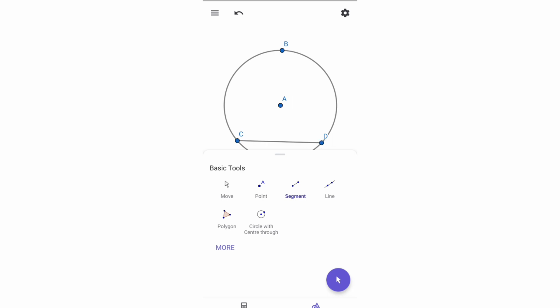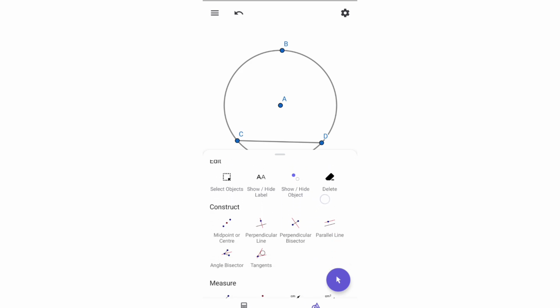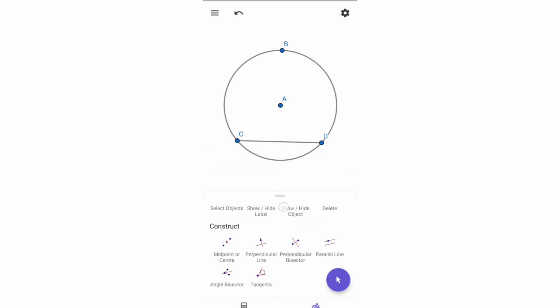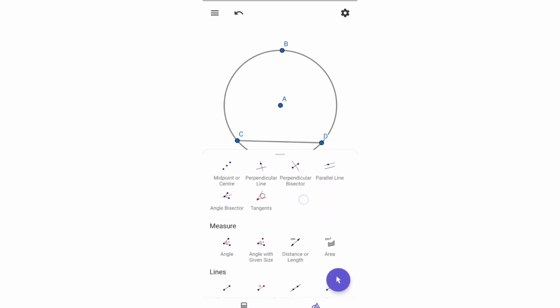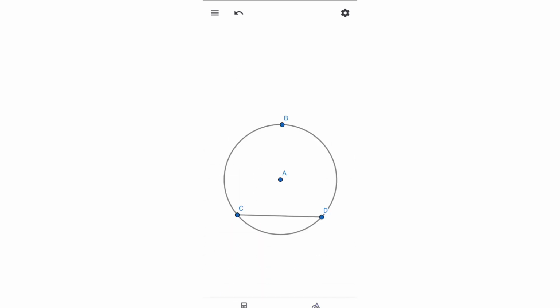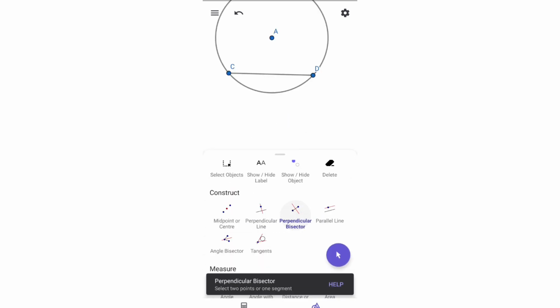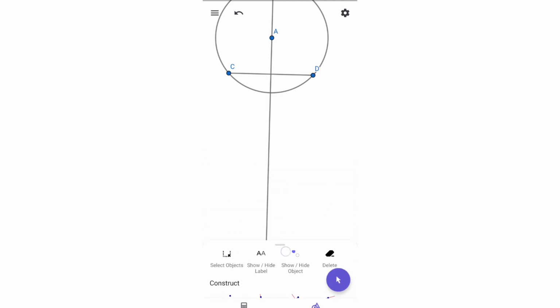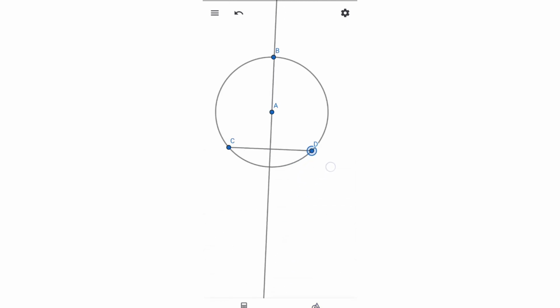Next we are going to draw the perpendicular bisector for this chord. I am using the perpendicular bisector tool from the more option. Here is the perpendicular bisector of the chord CD and it passes through the center of the circle A.